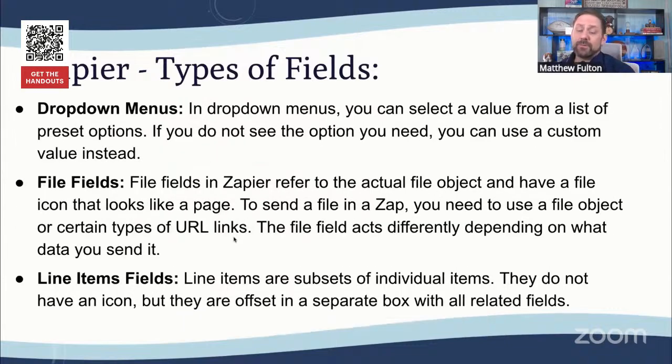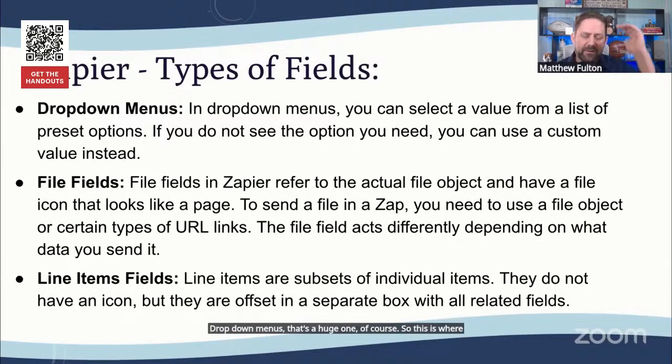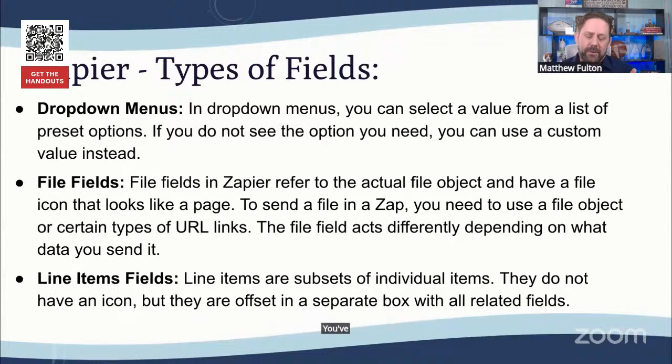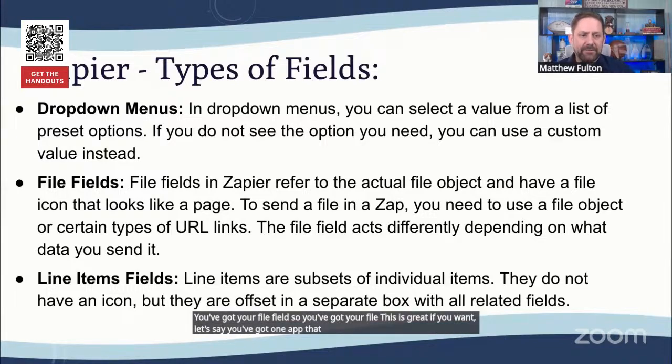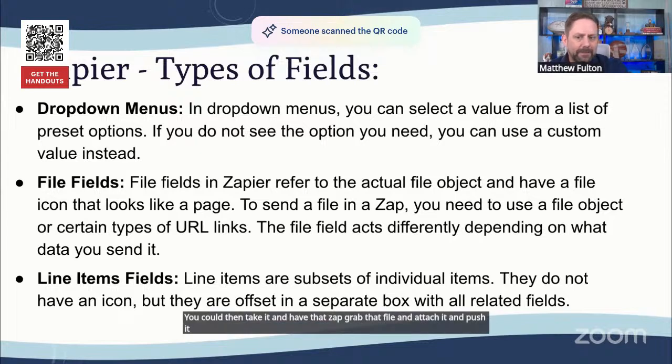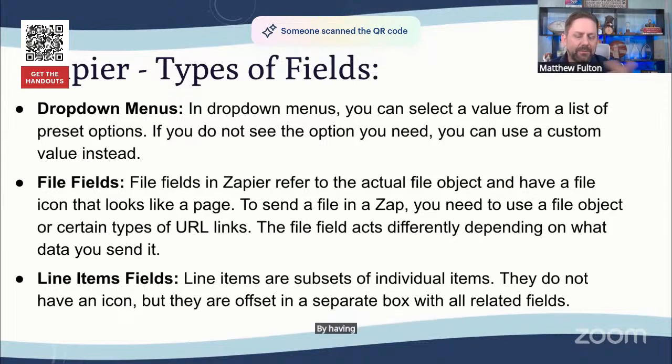Drop down menus, that's a huge one, of course. This is where if you want to predefine a selected list of different items. You've got your file field. So this is great if you've got one app that creates a downloadable PDF for you. You could then have that Zap grab that file and attach it and push it into maybe QuickBooks Online by having it select the file field in the way you would map it out.